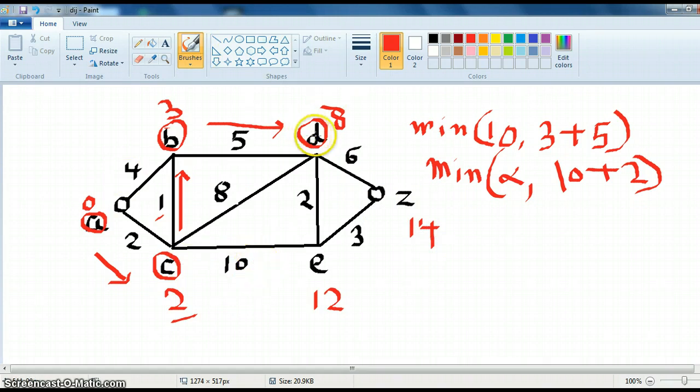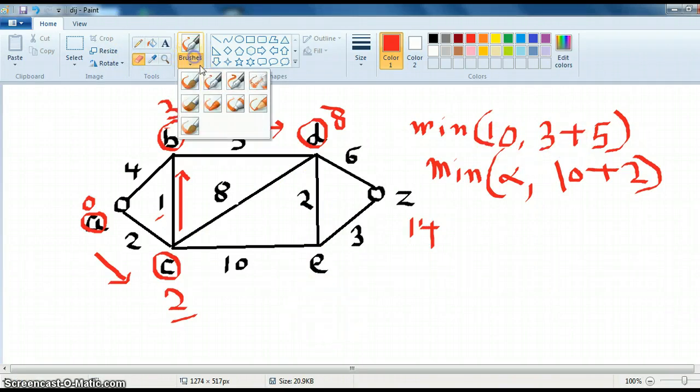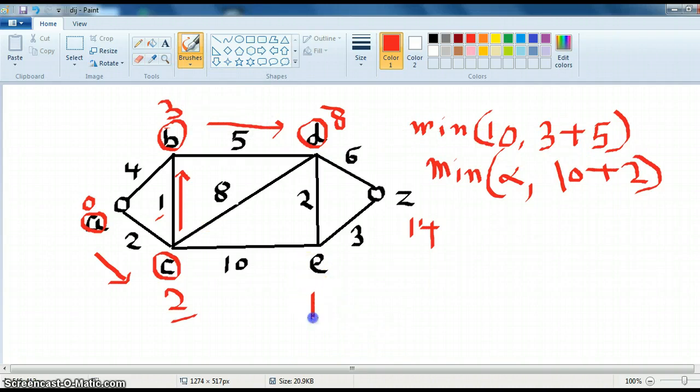And the cost of D is 8, and the cost between D and E is 2, and the cost of E is 12. So now 8 plus 2 is 10, and 10 is smaller than 12, so we'll update 12 with 10. The same formula applies. So between 14 and 10, 10 is the minimum, so we'll take this path and we'll mark E. Now the only neighbor vertex of E is Z, so only Z is left.